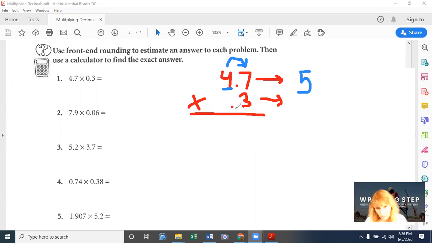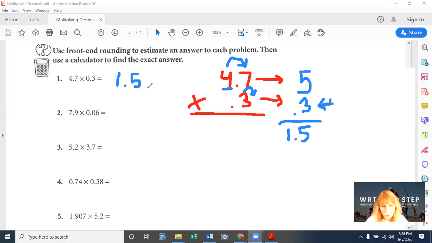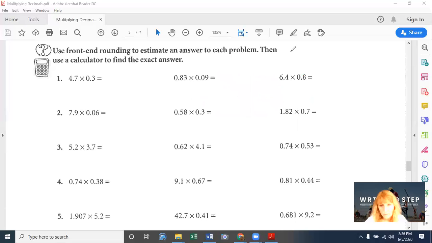Now I look at 0.3 and I'm going to round to 0.3. So I look at the number next to the 3 and it's nothing, right? So I'm going to keep it as 0.3. And then I'm going to multiply the estimates together and I'm going to get 5 times 3 is 15. And I have one number after the decimal right here. So it's going to end up being 1.5 as my estimated answer. And then you're going to have to use your calculator to get the actual answer. Let's try one more like that as well. So let's clear my drawings. Okay, let's try number 2.